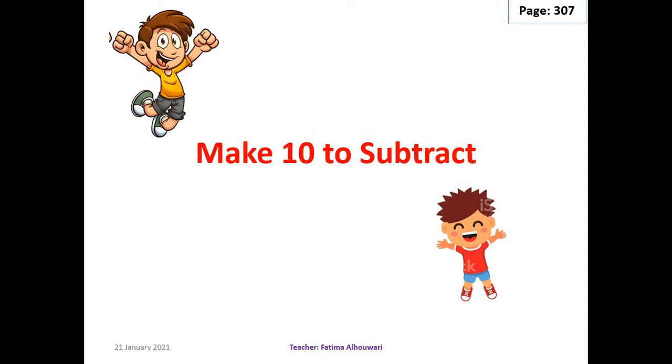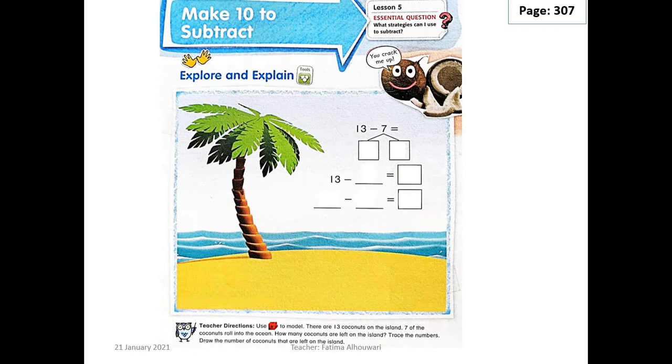Interesting. So, please, grade 1, open your book, page number 307. We have a nice picture here. It's a peach and a coconut tree. Do you love coconut tree, grade 1? It's so delicious, right?